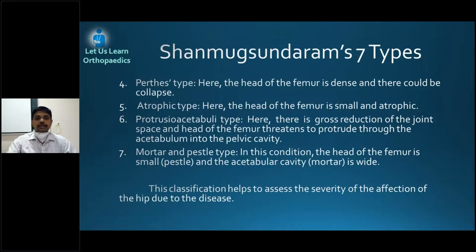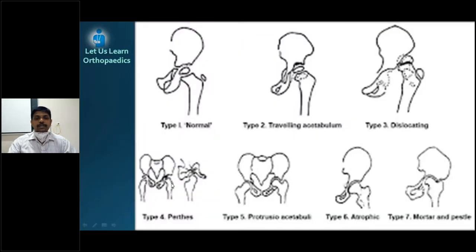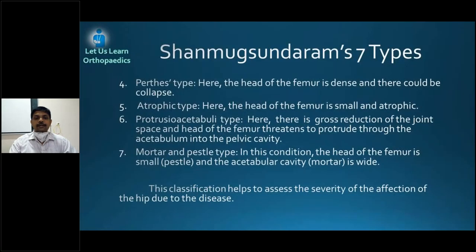And you see the diagram here. This is the fourth type, Perthes type. The head looks small and there is increased density rather than decreased density of the bone. It looks like a small femoral head in the acetabular socket, like Perthes. That's why it is called perthioid tuberculosis. And the fifth variety is atrophic. Atrophic type means the head of the femur is small, shrunken and atrophic. That is called the atrophic type.